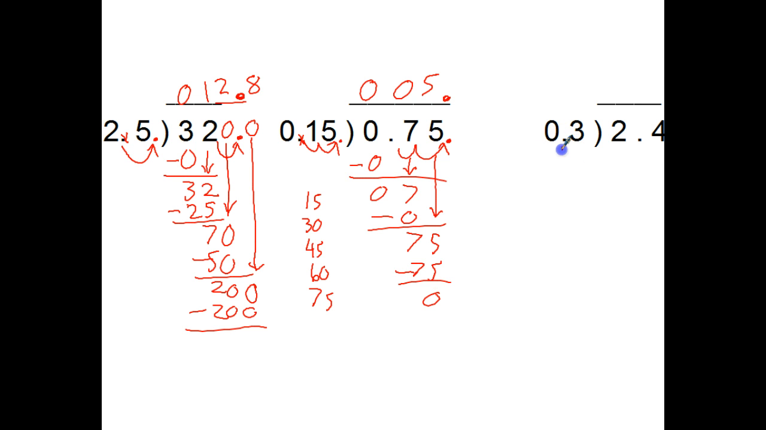2.4 divided by 0.3. Move over my spot 1 place. So how many 3's in 2 is 0. How many 3's in 24 would give me an 8. And 8 times 3 is 24. Nothing left over. So that answer is really just 8. 2.4 divided by 0.3 is 8.